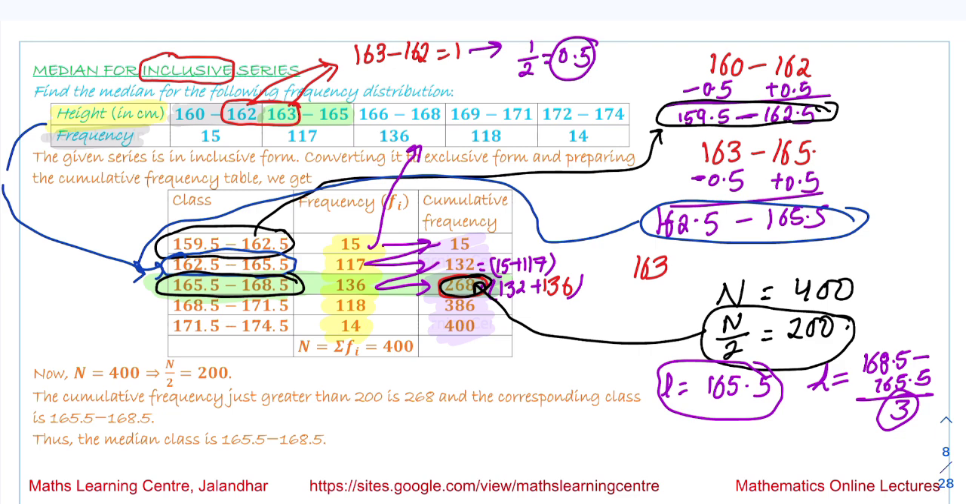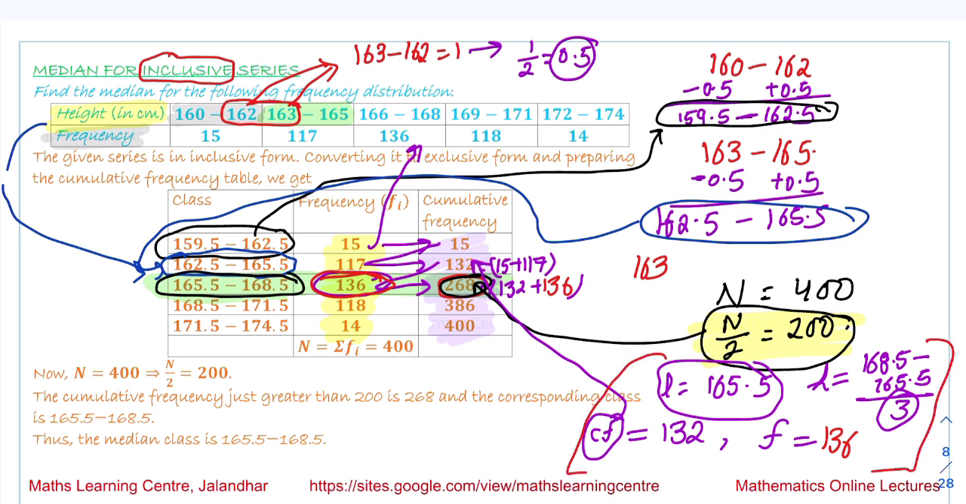Next value we require is n by 2, which we already have: it is 200. The next value we require is CF, the cumulative frequency of the preceding class, and it is 132. And the frequency of this class is 136. So if we substitute all these values in the formula, we show these calculations on the next slide.